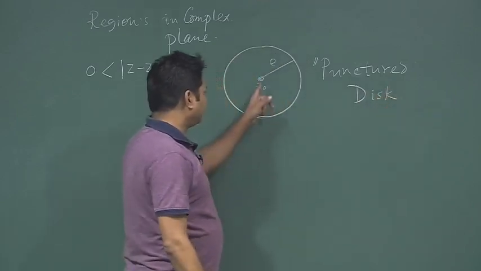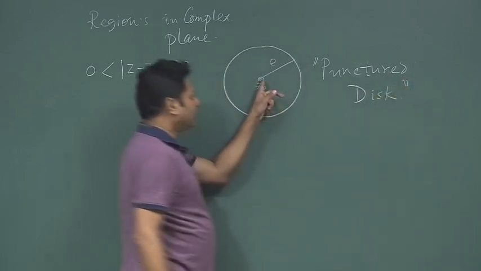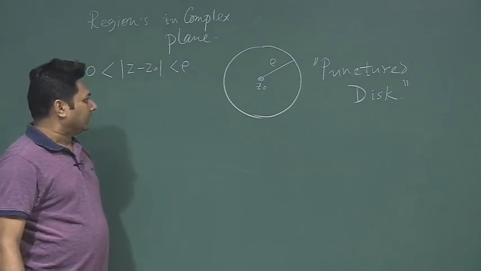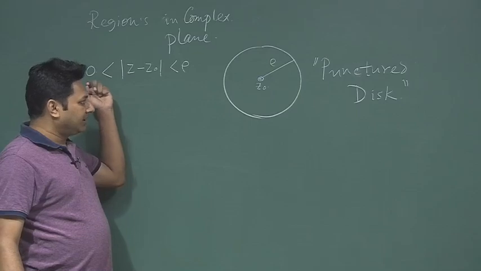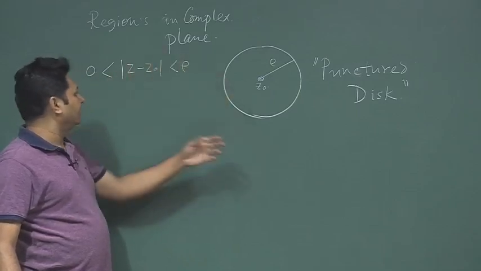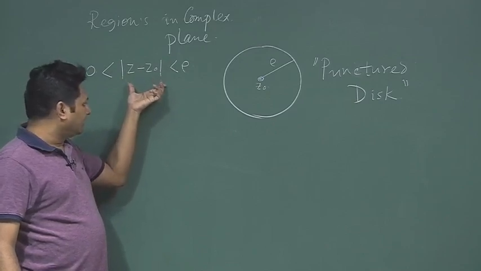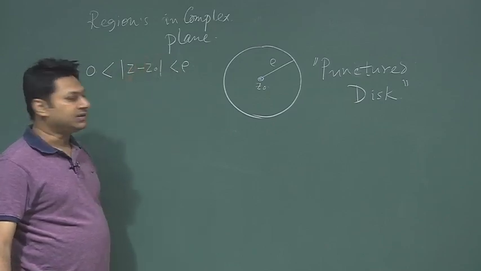It seems that something is punctured here, because this point I am not going to take this point, that is why it is called a punctured disk. So, if I exclude the z0 point, then I have a punctured disk. If I do not exclude this point, I will have something which is in the neighborhood of z0. This is the thing. Okay.